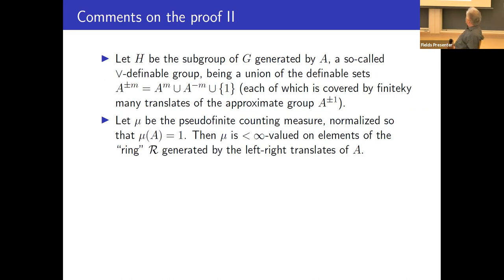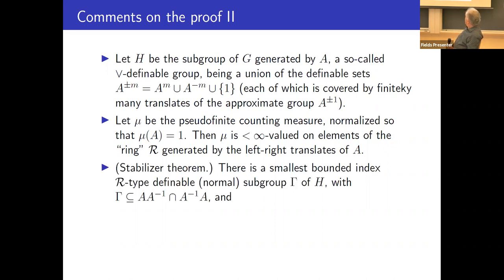We take the pseudo-finite counting measure, normalized so that the measure of A is one. Then this measure is finite, valued on elements of the ring generated by the left-right translates of A. The ring means what? You take a set A, look at the left-right translates, you take all the finite intersections, finite unions, and complements within the set. A take away B or something, right? That's called a ring in set theory or something. Look at the ring.